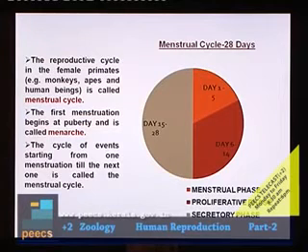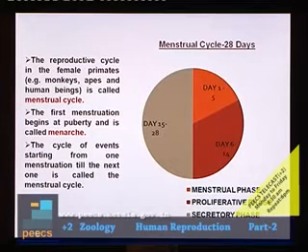Now we can go to the next portion, that is menstrual cycle. What is menstrual cycle? Menstrual cycle is the reproductive cycle happening in female primates. In the case of non-primates, the reproductive cycle is known as estrous cycle.